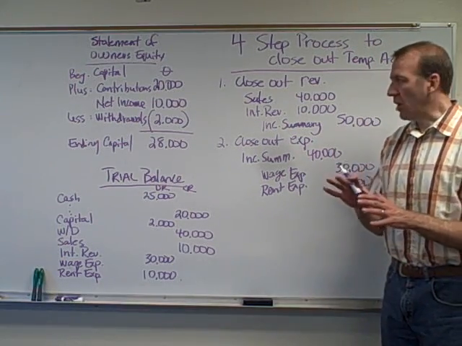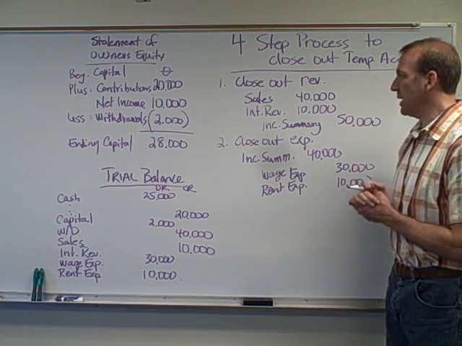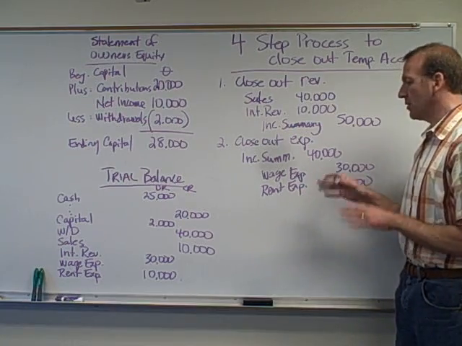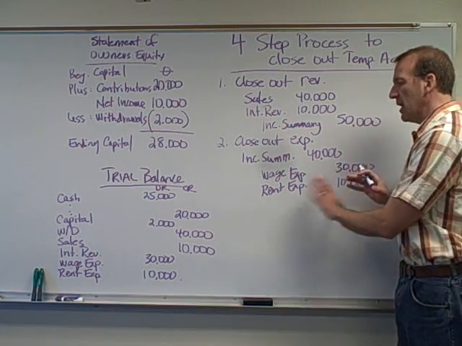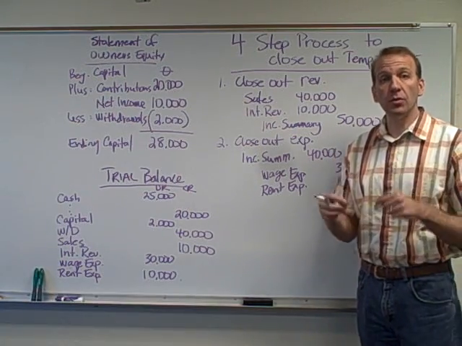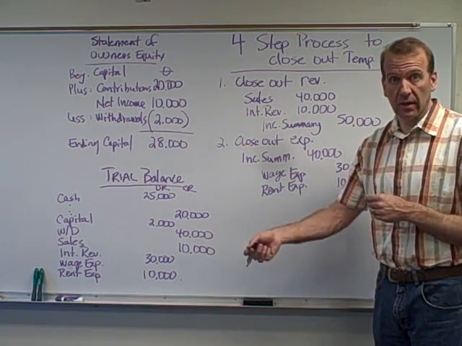So now we've closed out all of our revenues. Our revenues are now zero because they had credit balances. We debited them, they're zero. Our expenses had debit balances. We credited them, they're now zero. They're closed out, they're all ready for next year to accumulate the new transactions for the next year.